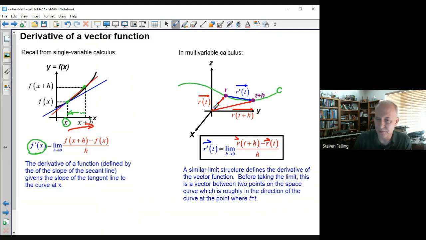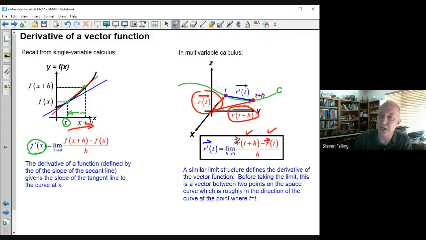So this would be the position vector of r at t plus h, this red vector. That's this one. And then when you subtract off this one, the difference would be this blue vector. Okay, so the difference here, you can think of it kind of as the secant line here. That would be this vector minus this vector. So you get this blue vector here.